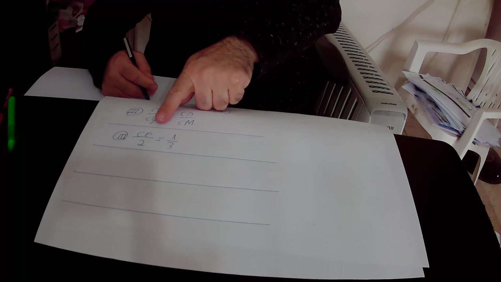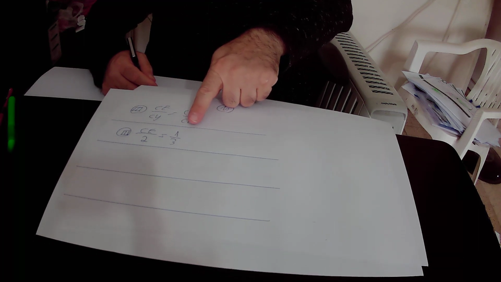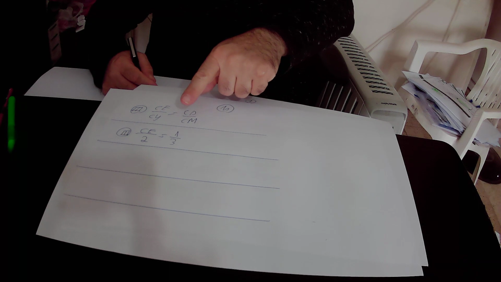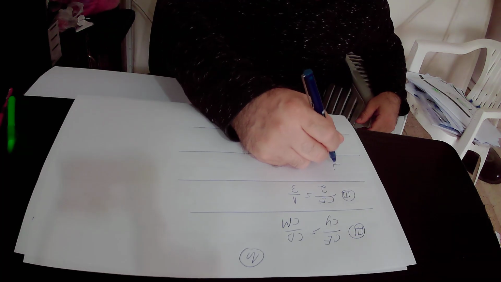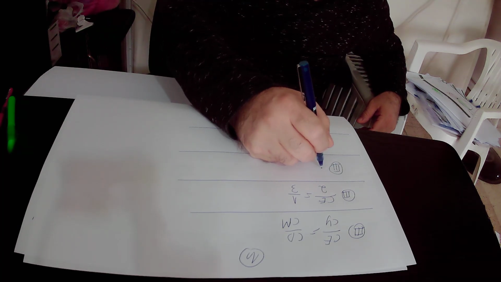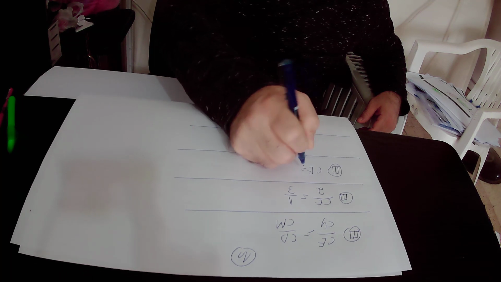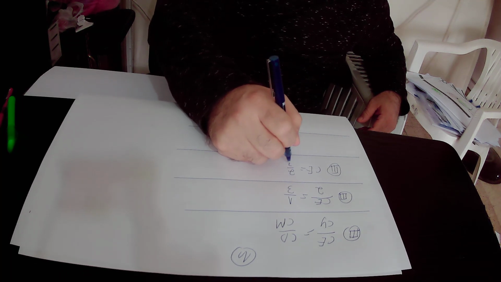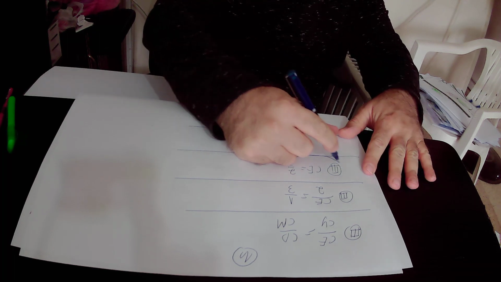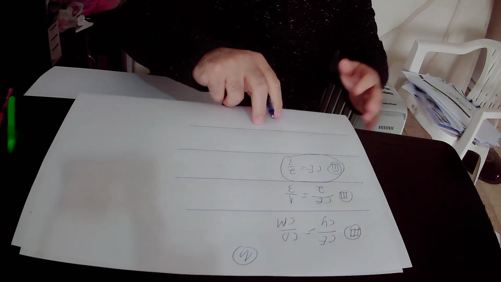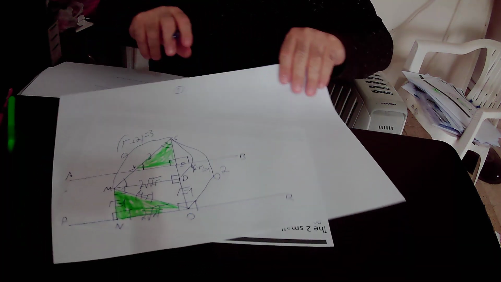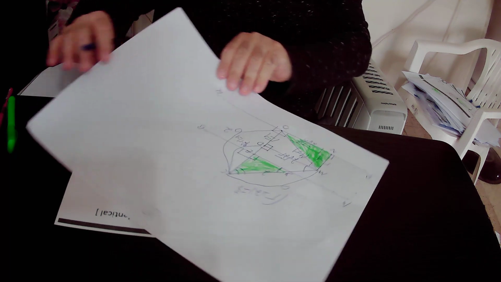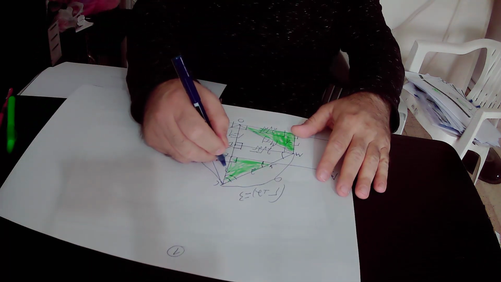So in total, according to equation number 3, CE over 2 equals 1 over 3. Here we will multiply equation number 3 by 2, and we will get that CE equals 2/3. So here CE equals 2/3.